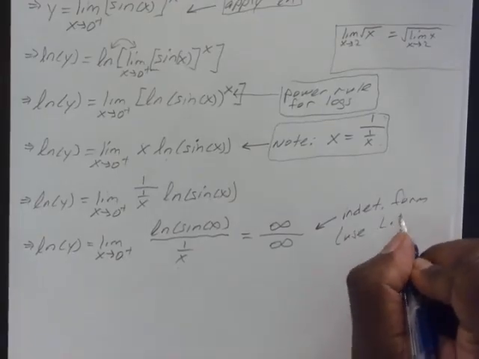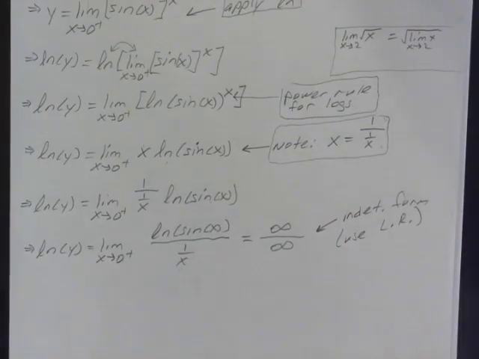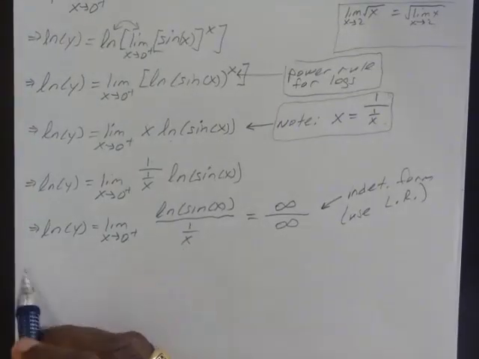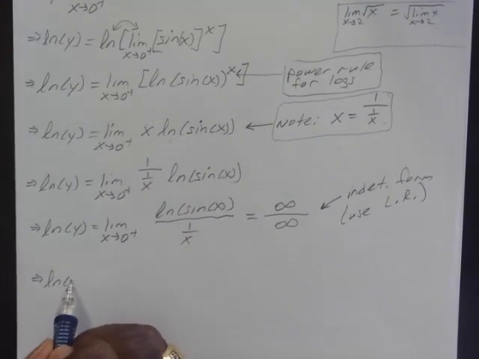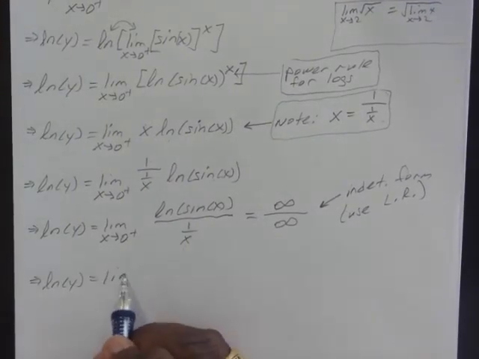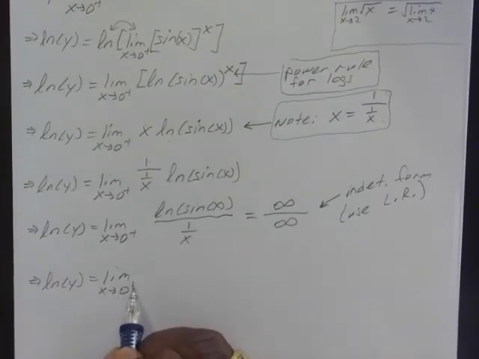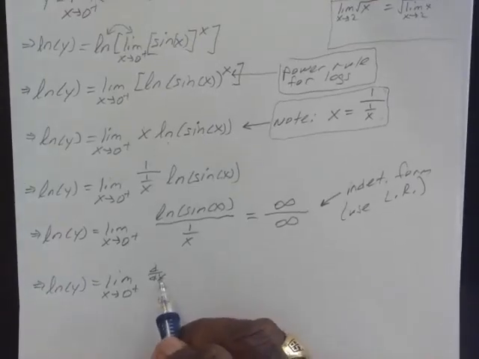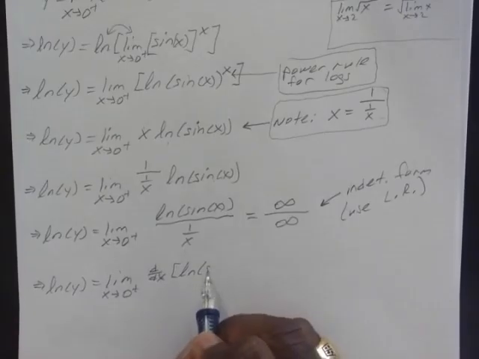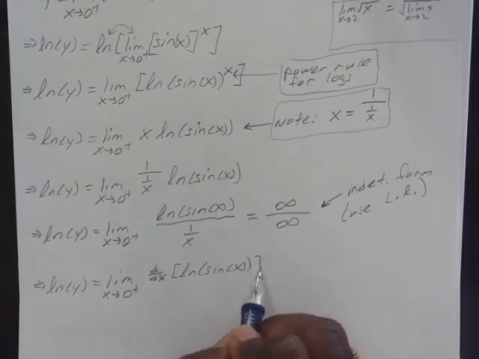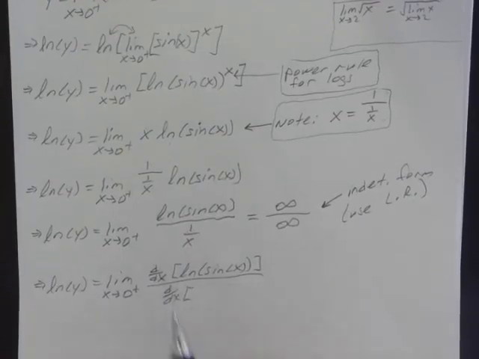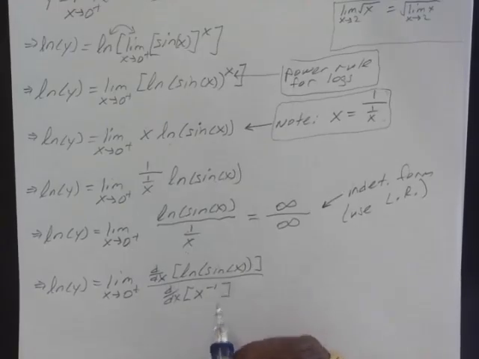So we could use L'Hopital's rule. So we could rewrite this as natural log of y is equal to the limit as x approaches 0 from the right of the derivative of the natural log of sine of x divided by the derivative, and instead of 1 over x, I'm going to rewrite that as x to the power of negative 1.